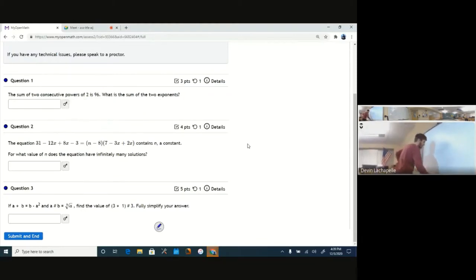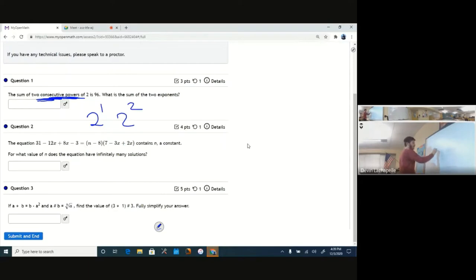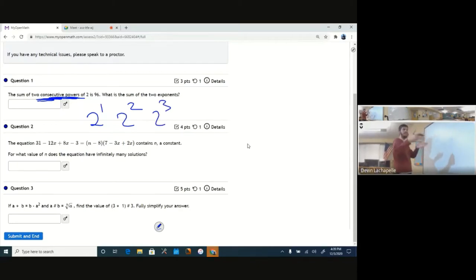And consecutive powers of two means, you know, in order, next to each other. So two to the first and two to the second, those are consecutive. They come right after the other, one after the other. Two to the second and two to the third, those are consecutive. Two to the third and two to the fourth, those are consecutive.